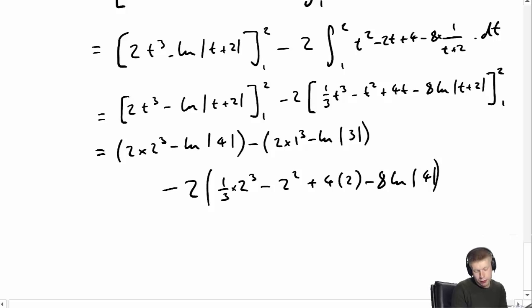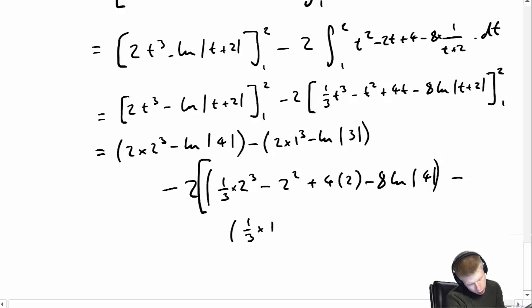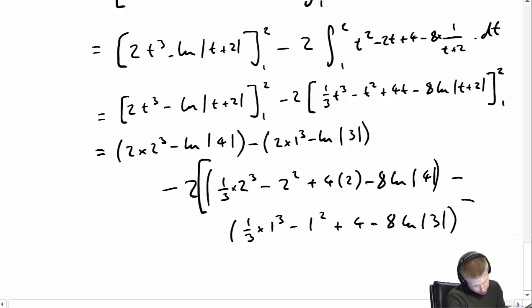Actually, I've got to be very, very careful here. I'm just going to leave that in a square bracket and treat the limits separately, so I'm not going to multiply by 2 yet. Okay, a third times 1 cubed, minus 1 squared, plus 4 times 1, is just 4, minus 8 natural logarithm of 3. Okay, and that's all times that.